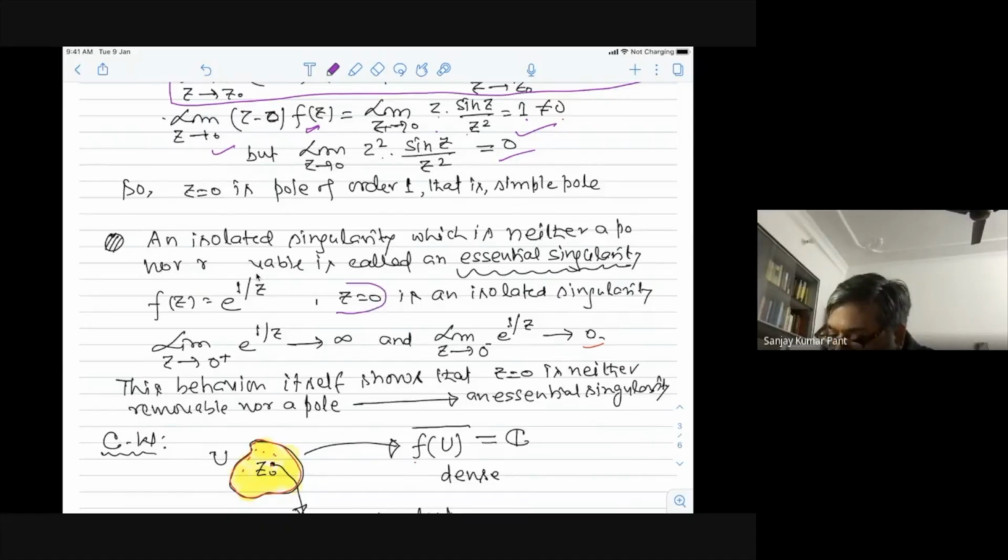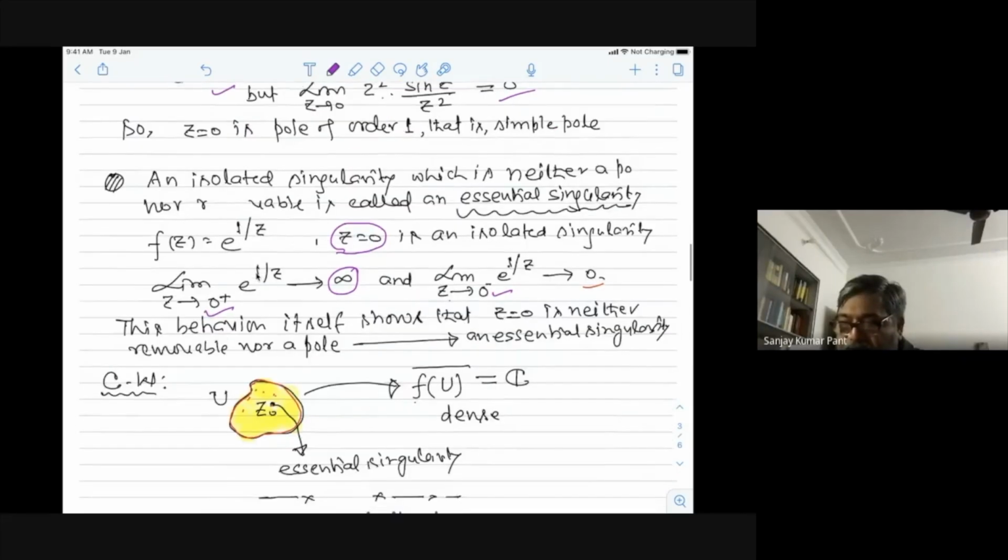z equal to 0 is an isolated singularity. If z moves to 0 along the positive real axis, it goes to infinity. If it moves to 0 along the negative real axis, it goes to 0. So with two different paths you are getting two different limits, and that itself says it can never be a pole because it is not blowing up when z goes to 0, and it can never be a removable singularity. So what is left? It is an essential singularity.